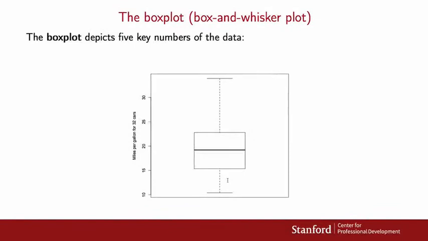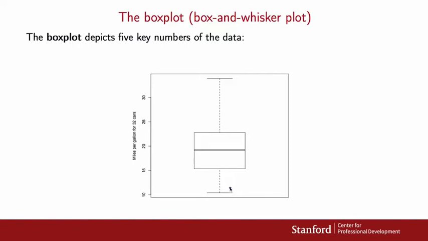I'm sure you've seen a bar graph and histogram before. The next one may be new. It's called the box plot. Sometimes it's also called the box and whisker plot. The idea is that it visualizes 5 key numbers of the data. In this example, we look at fuel consumption of 32 cars. It's given in miles per gallon.